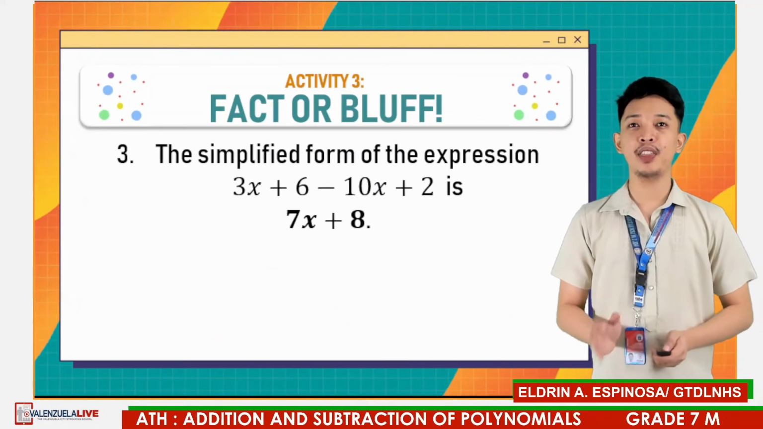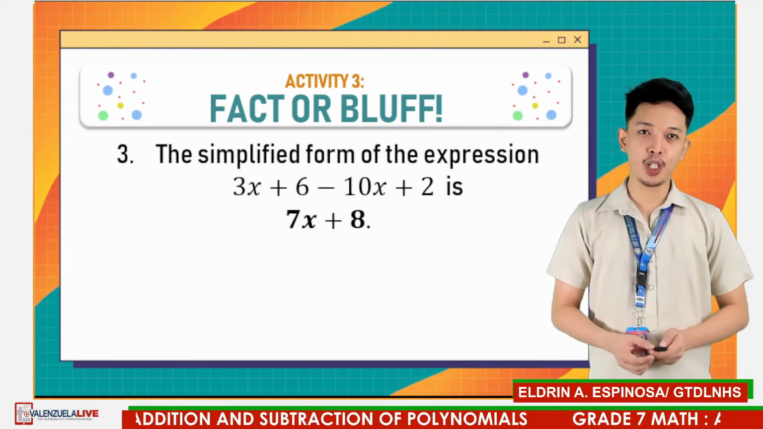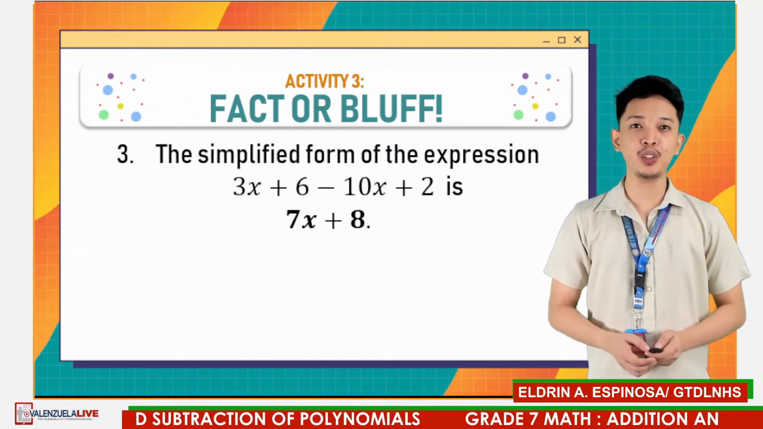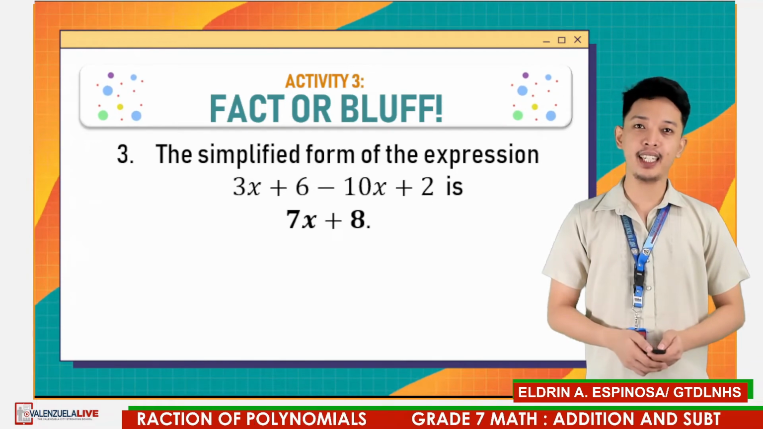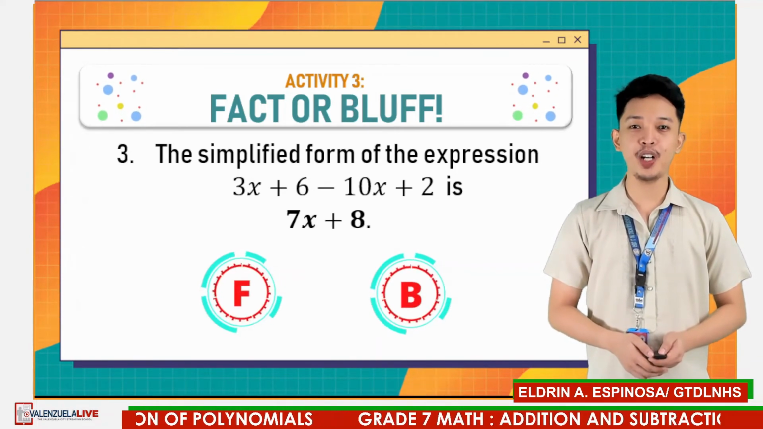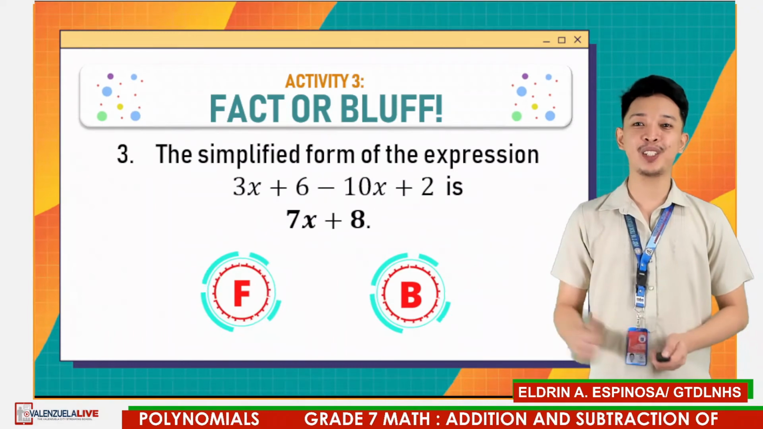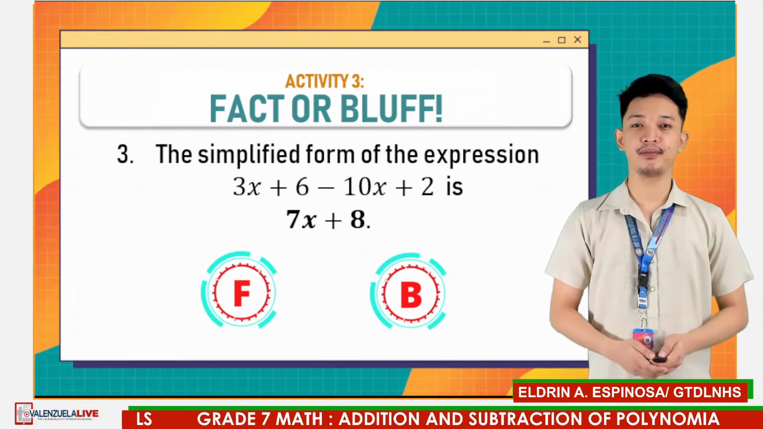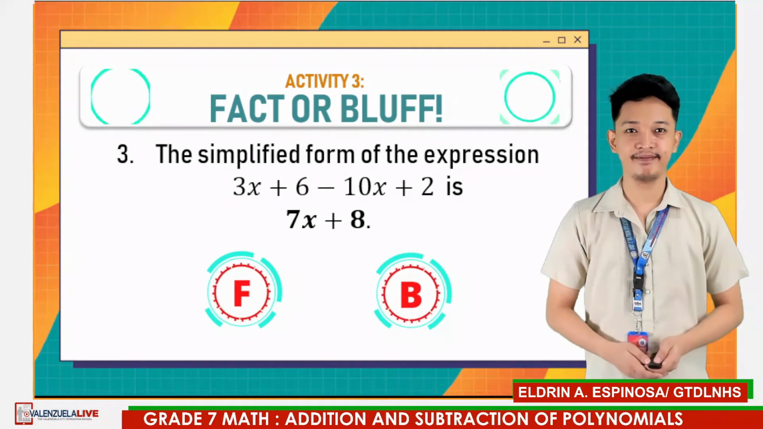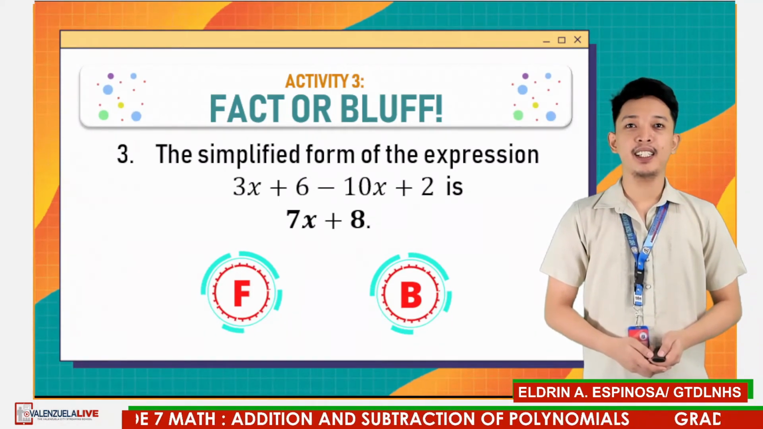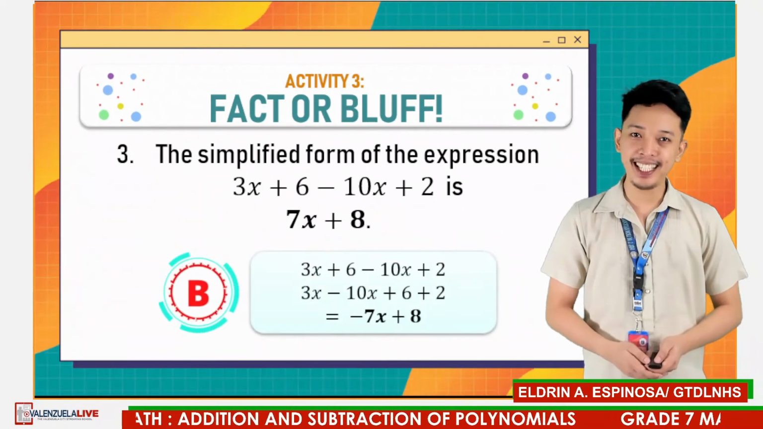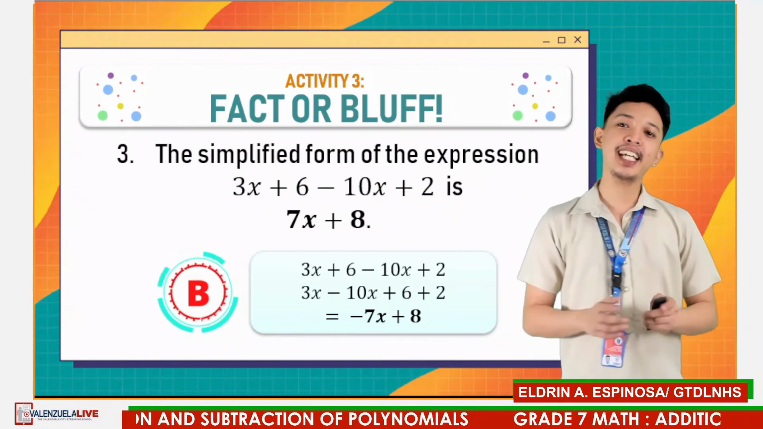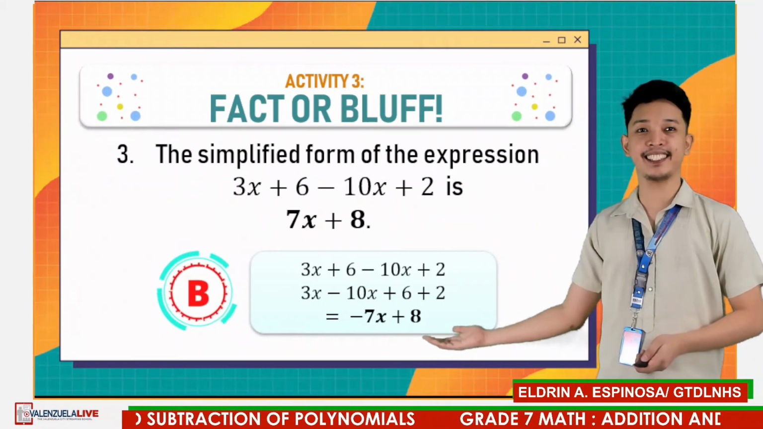Next, number 3. The simplified form of the expression 3x plus 6 minus 10x plus 2 is 7x plus 8. Is it F or B? 5 seconds, go! The correct answer is B, because the simplified form must be negative 7x plus 8.